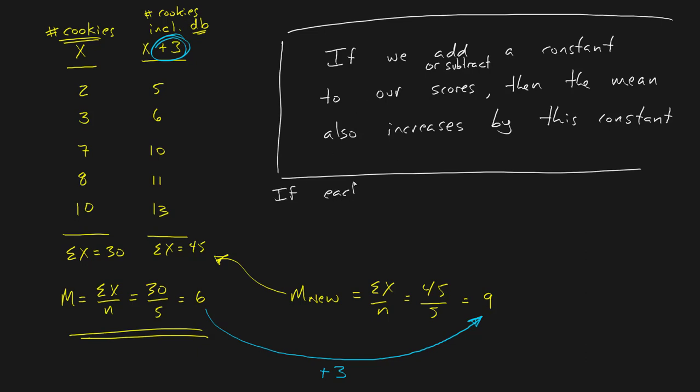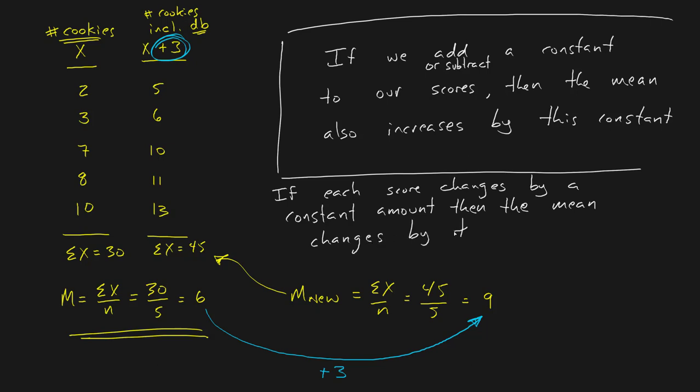Let me say that if each score changes by a constant amount, so that includes adding a constant or subtracting a constant. So either I'm going to subtract 5 from all of these, or I'm going to add 3 to all of these, and so on. So if each score changes by a constant amount, then the mean changes by that same constant amount.